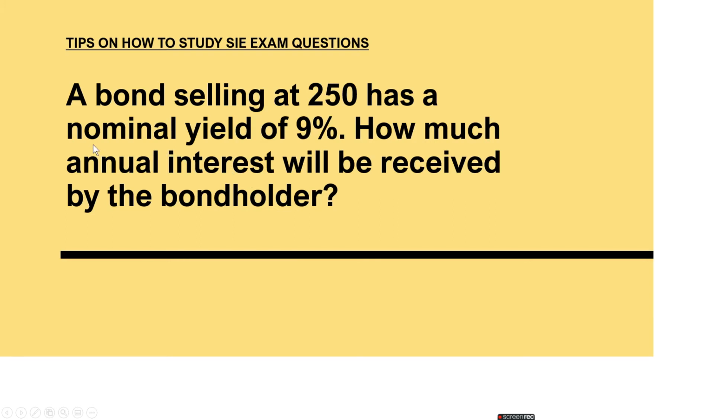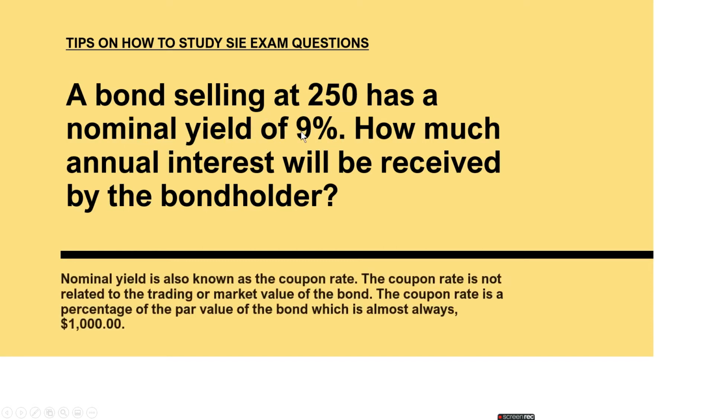The first thing that we want to reinterpret here is nominal yield. Nominal yield is another name for coupon rate. And the coupon rate is what? The coupon rate is associated with the par value. So because we know the coupon rate is associated with the par value, then the trading rate of 250 has nothing to do with the nominal yield.